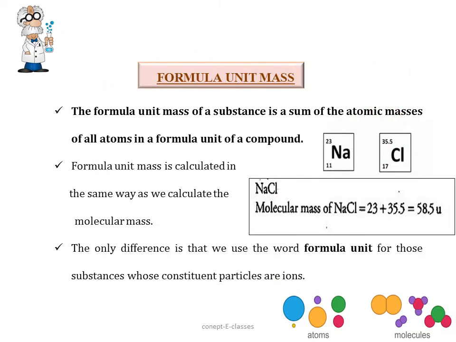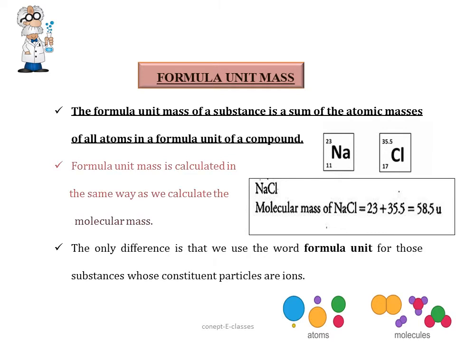Now let's see what is formula unit mass. The formula unit mass of a substance is the sum of the atomic masses of all the atoms in a formula unit of a compound. Or in simple words, the formula unit mass is the sum of the atomic masses of all the atoms present in the formula of a respective compound, and the formula unit mass is calculated in the same way as we calculate the molecular mass.